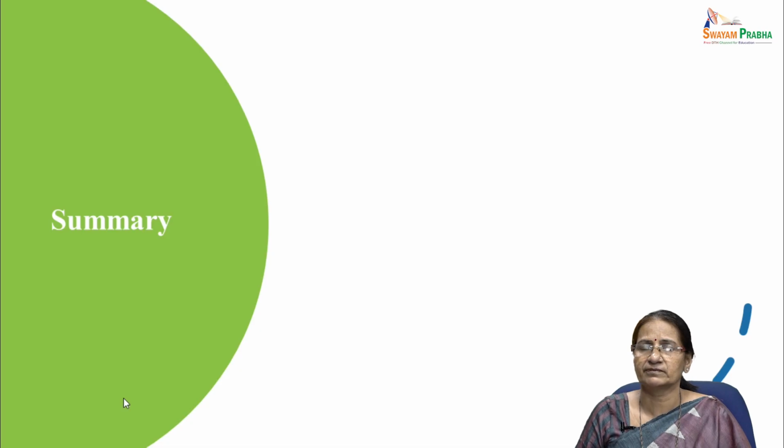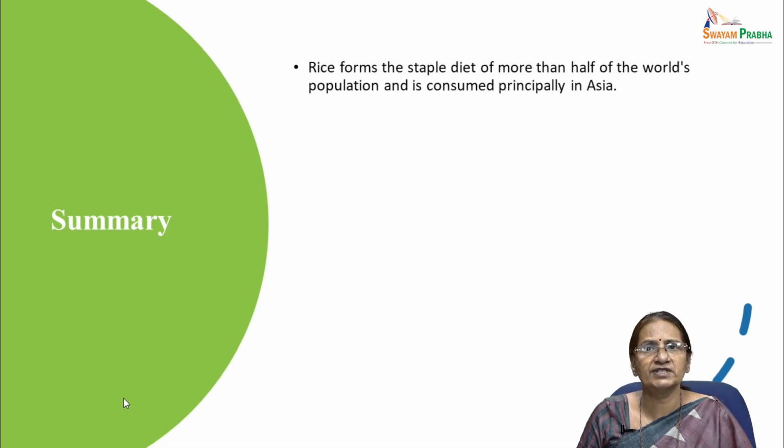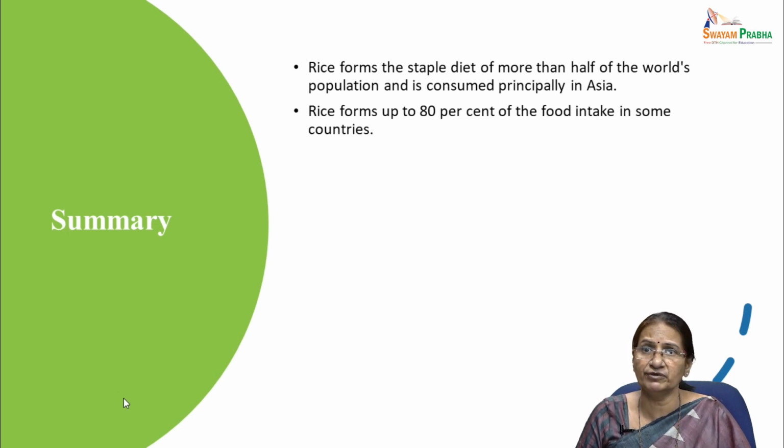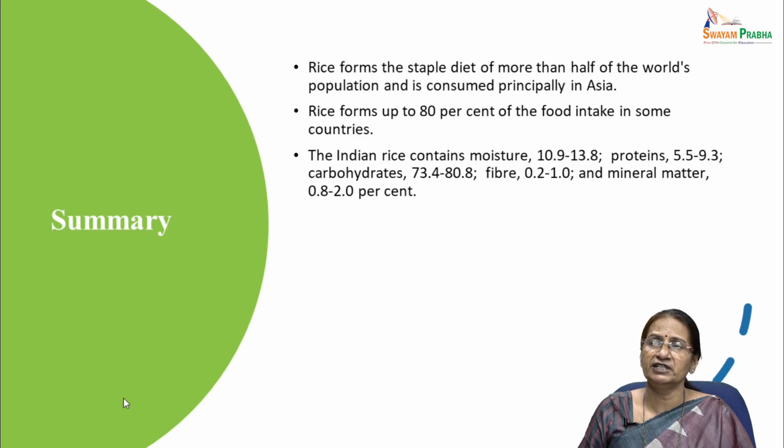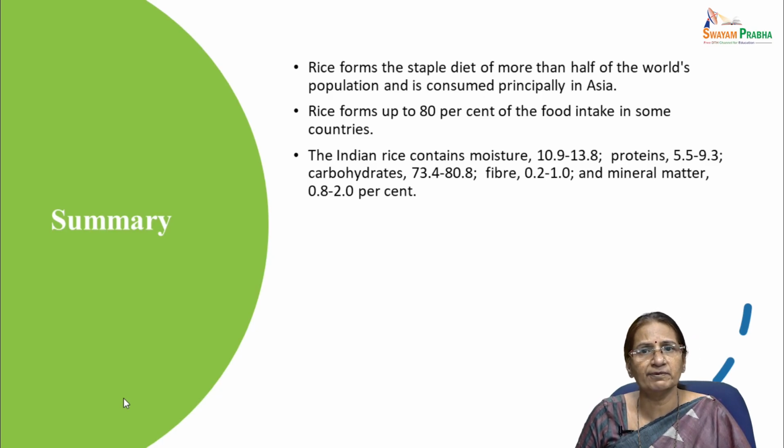Now, let us summarize. Rice forms the staple diet for more than half of the world's population and is consumed principally in Asia. Rice forms up to 80% of the food intake in some countries. The Indian rice contains moisture 10.9 to 13.8%, proteins 5.5 to 9.3%, carbohydrates 73.4 to 80.8%, fiber 0.2 to 1%, and mineral matter 0.8 to 2%.